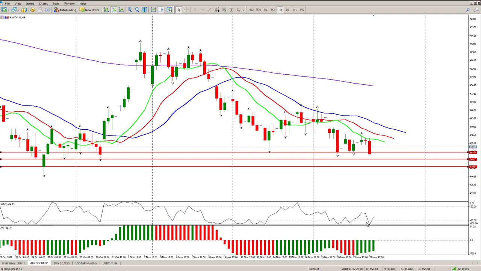You can see we are in overbought territory here as well. So this zone that we're in is fairly significant because there's a lot of buyers that are stepping in around this level, so they are seeing value in this 44,500 area.